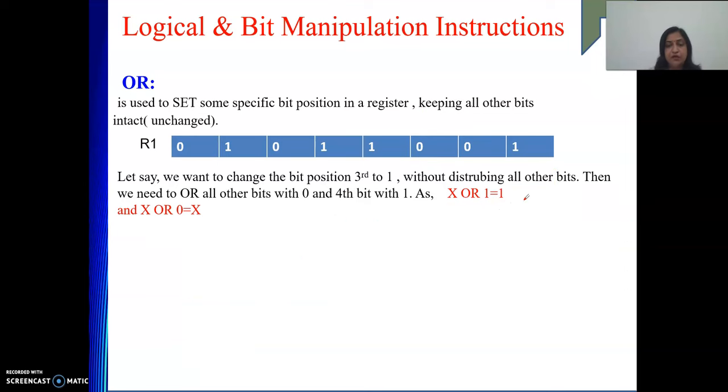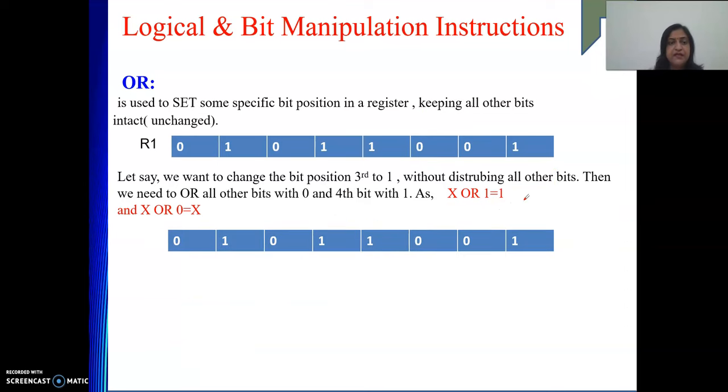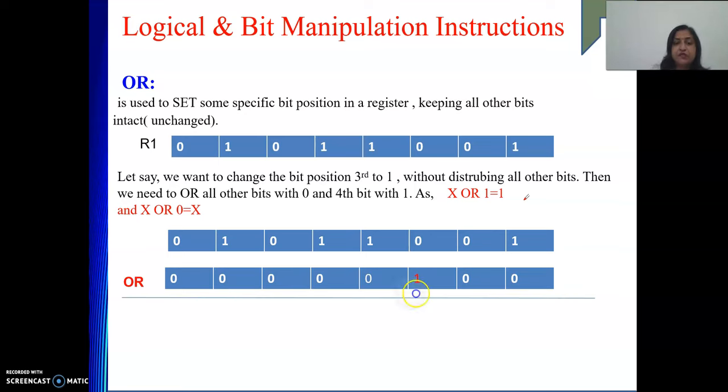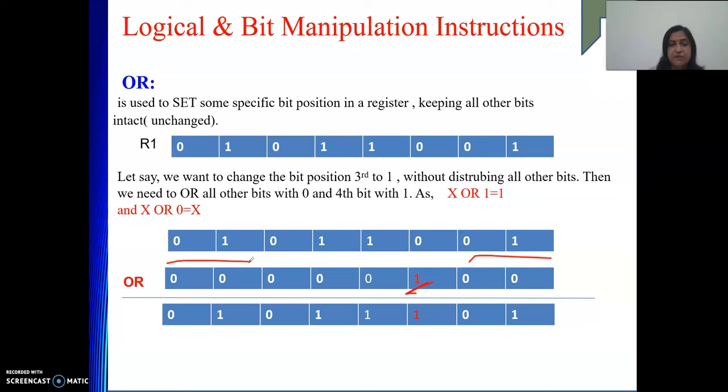So see, this already we have understood. Now we'll do it. Register content is given to me like this. Then I will do an OR operation, with this position as 1 and all other as 0. Then the result will be whatever is there on the top. This part, whatever result is there, that will be coming. So this is coming. Only this position is set to 1. Now, if I need to write the instruction, what will it be?